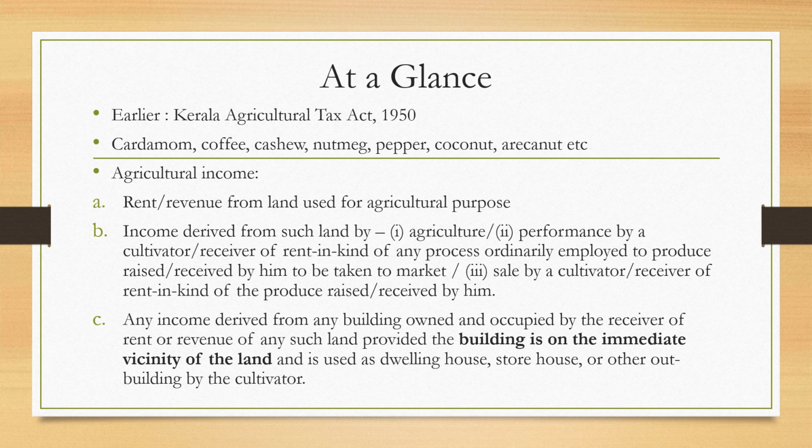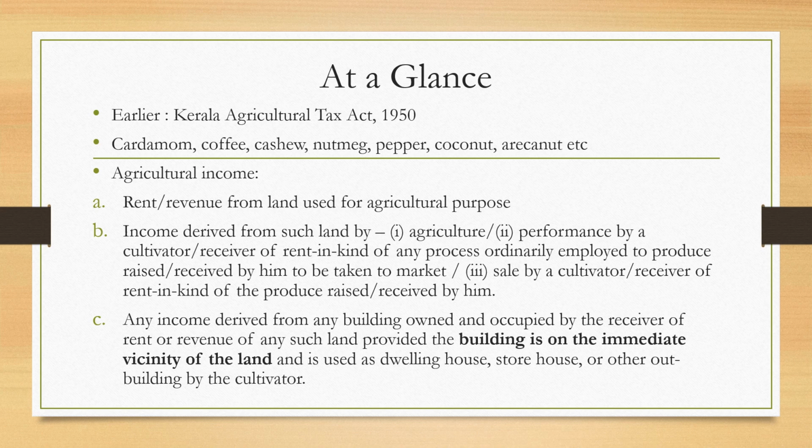the Kerala Agriculture Income Tax seeks to levy tax on agricultural income in the state of Kerala. The act repeals the earlier Kerala Agricultural Income Tax Act of 1950. So the present statute has come repealing the earlier one, that is the 1950 Act.